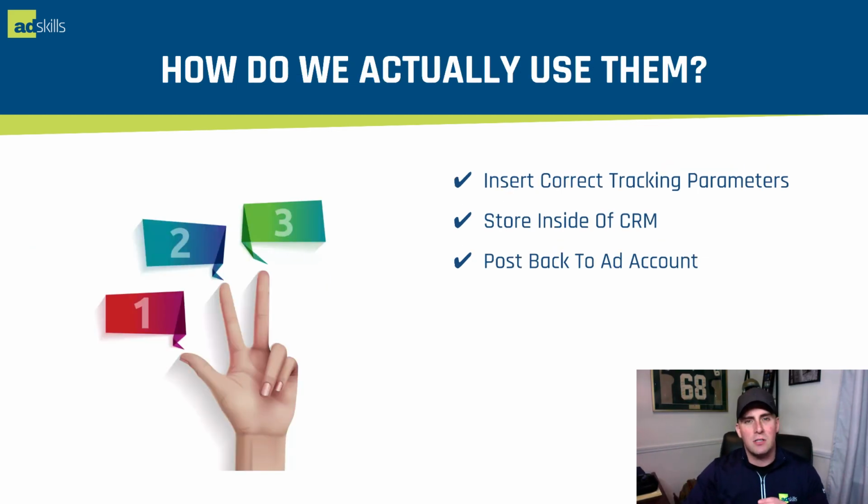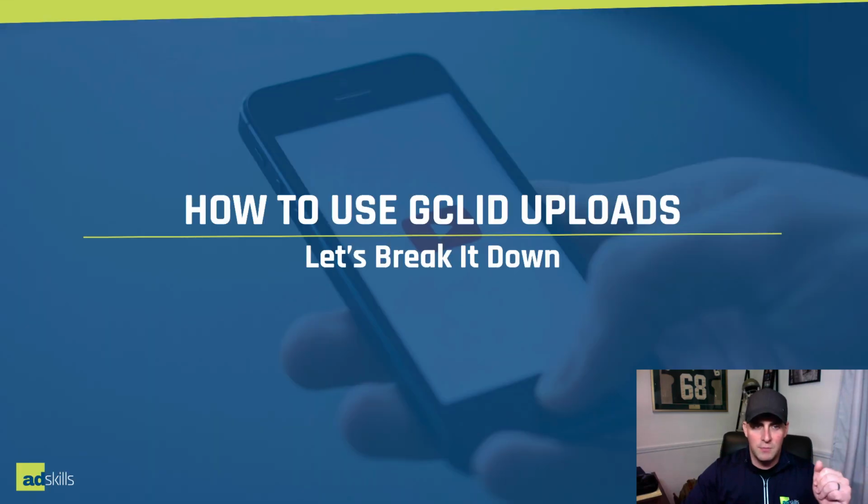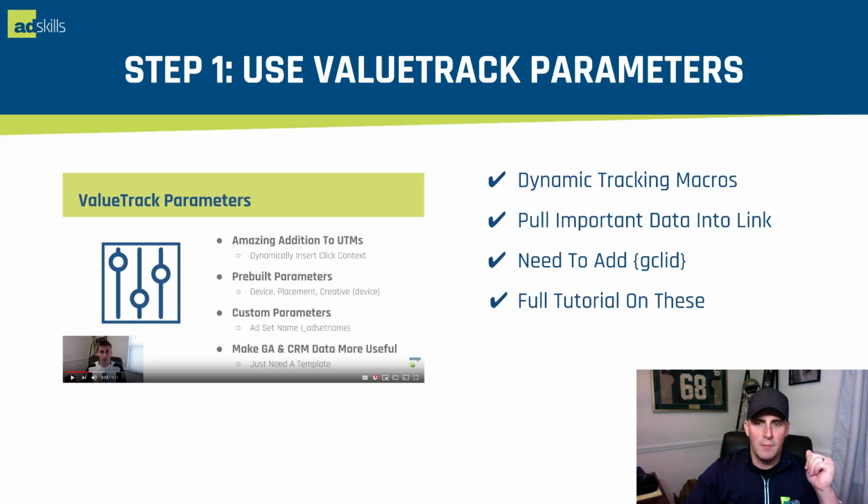So how do we actually use these? Well, first thing we're going to do is talk about the correct tracking parameters. For Google, we're going to use value track in order to pass the click ID over, which I'll explain here in a second. Then we're going to store it inside of our CRM, and then we're going to post it back to the ad account. So let's dive in. Number one, using value track parameters. So I have a whole video on this. Number one, about what value track parameters are, and number two, how to put tracking links into your Google Ads. I've got videos for both of those.